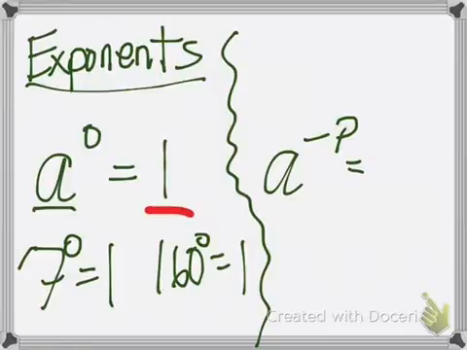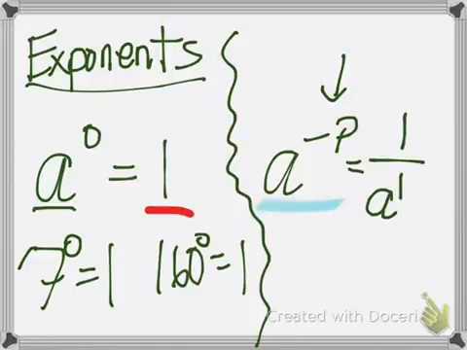Now, on the other hand, with the negative exponents, it's not as simple and as quick as a rule. Anytime you see a negative exponent, we're going to write that as 1 over a to the positive version of that exponent. So a to the negative p is equal to 1 over a to the p. And we'll do some examples of that. But in those little spots, you can write a to the 0 equals 1, and a to the negative p equals 1 over a to the p.